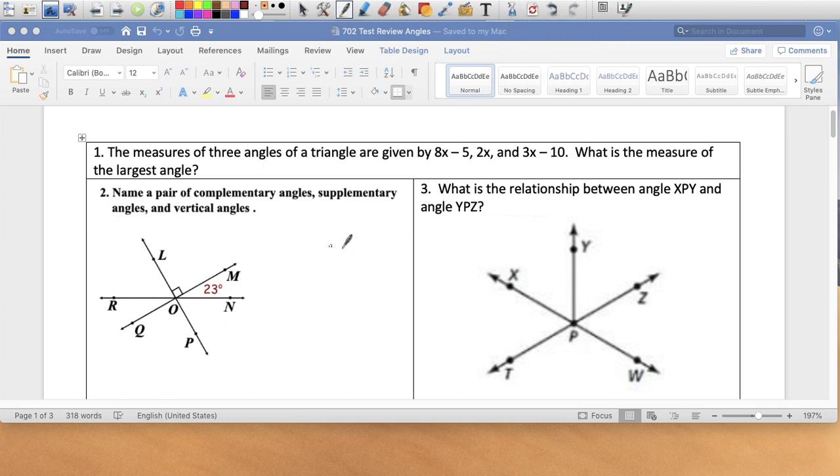Remember, let me use this example. What's the relationship between angle XPY, so we're talking about this angle, and angle YPZ, right here? I don't know if they're complementary. There's not this little square here in the corner that says it's 90 degrees, so I'm not going to assume that, and you shouldn't. And all I know is they're next to each other, so that makes it adjacent. They definitely are not supplementary. So the only thing they can be here right now is adjacent angles.